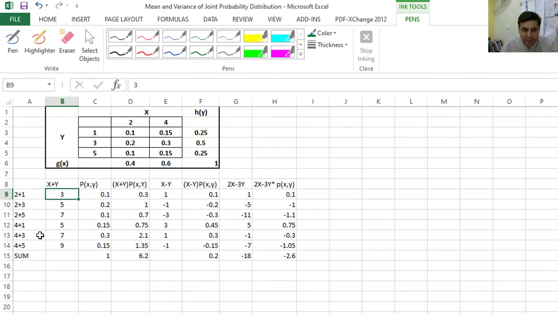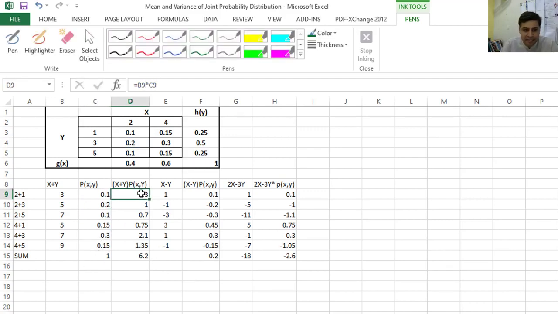Now start from 4. 4 plus 1 is 5. 4 plus 3 is 7. And 4 plus 5 is 9. Now we need to calculate these probabilities, and I already showed you how we will calculate them. So when x is 2 and y is 1, this is the probability. You can see this is the joint probability when x is 2 and y is 3. So when you click it, it will be 0.2.